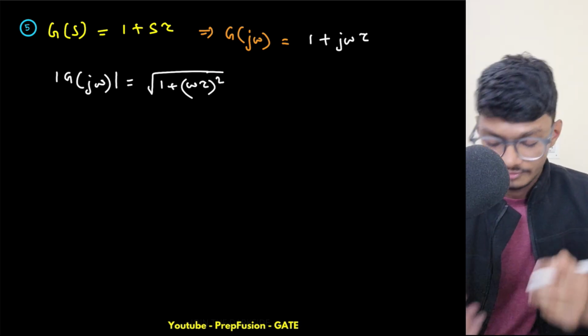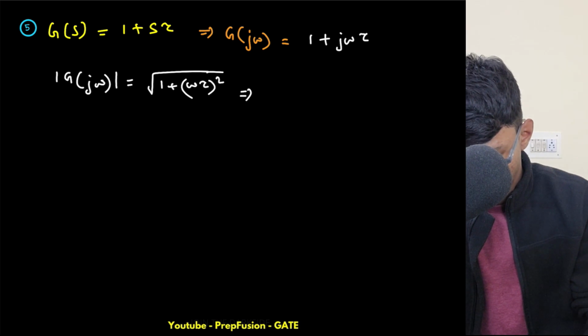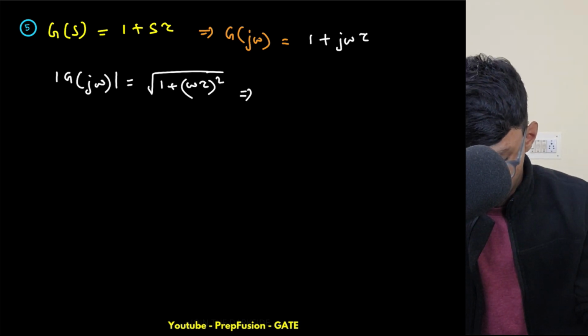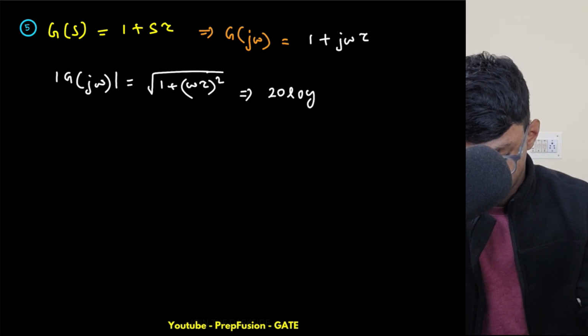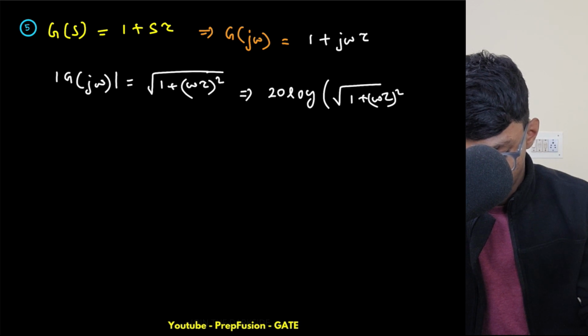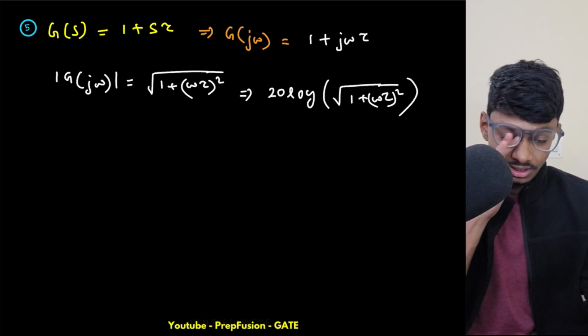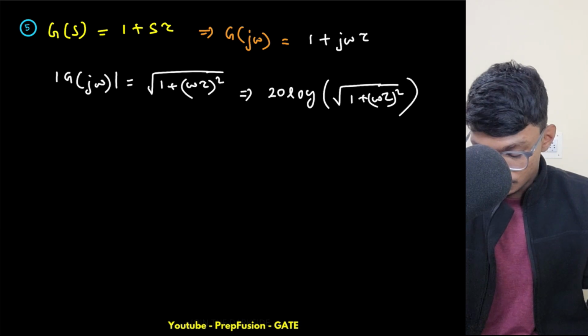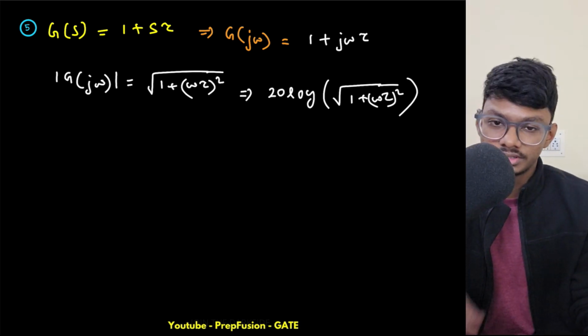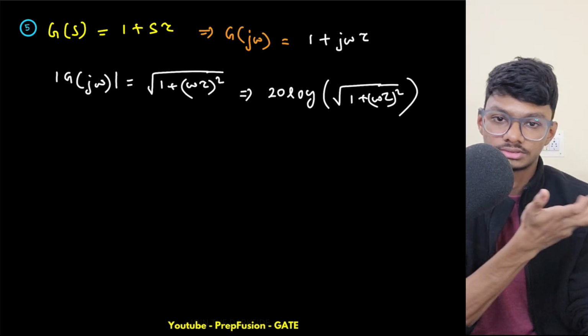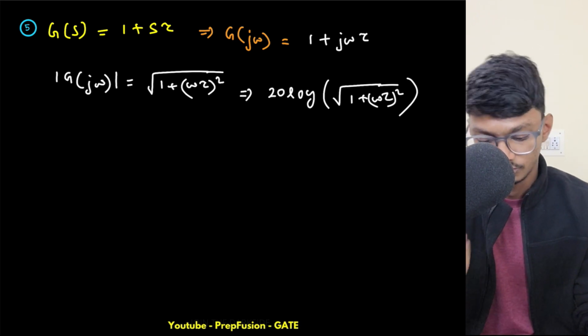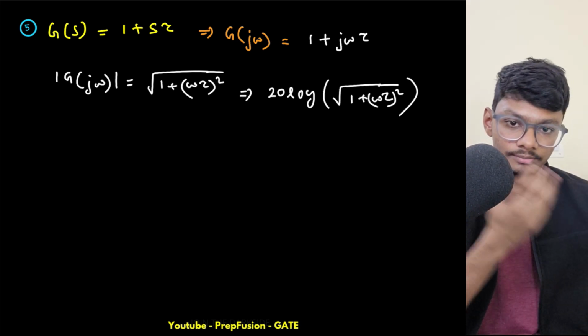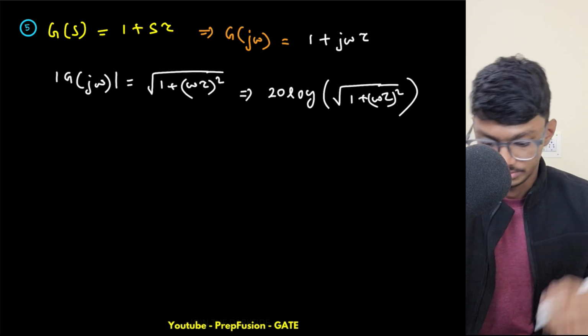So what will be the log value? The log value will again be in dBs, 20 log under root 1 plus omega tau whole square. Now what we can do is again do the high frequency and low frequency analysis. For these two questions only I'm doing this. After this obviously we won't do this every time, right? We understand that at high frequency something will get approximated, at low frequency something will get approximated.